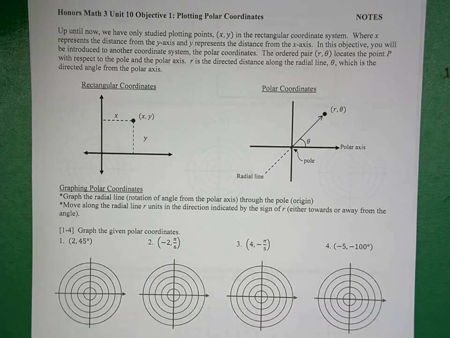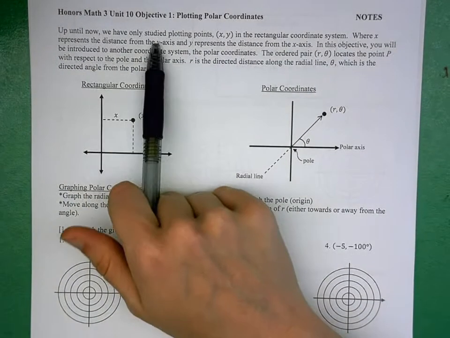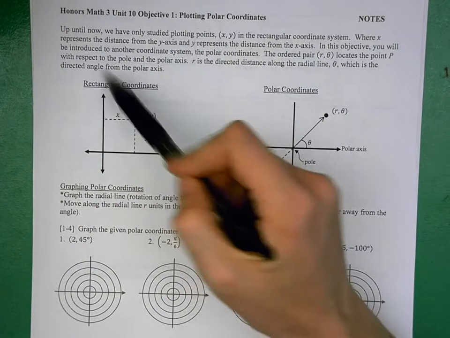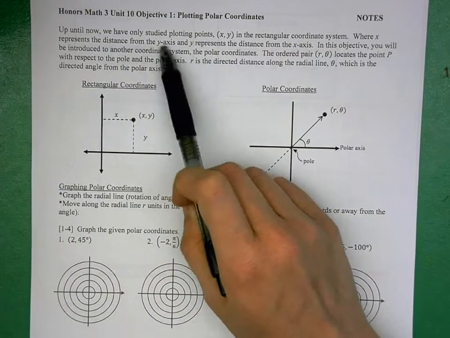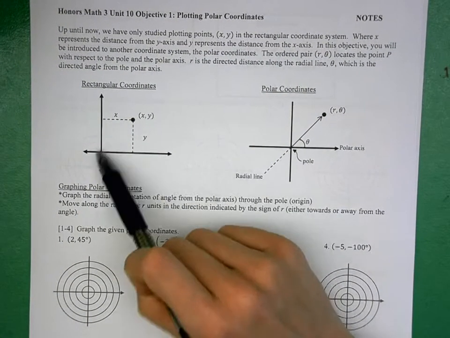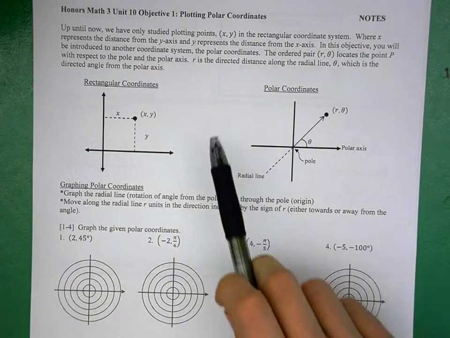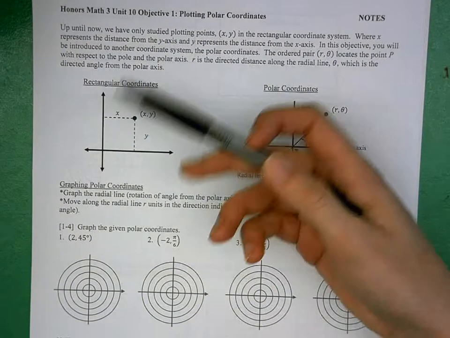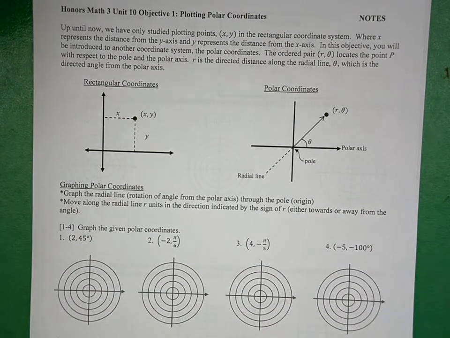Okay? So, Unit 10, Objective 1, plotting polar coordinates. As I mentioned earlier, up until now we have only studied plotting points x, y in the rectangular coordinate system, what you see modeled over here on the left. X represents the distance from the y-axis, so along the x-axis, right? So if this was 2, 5, we'd go right 2 and then up 5. And y represents the distance from the x-axis, or along the y-axis, right?